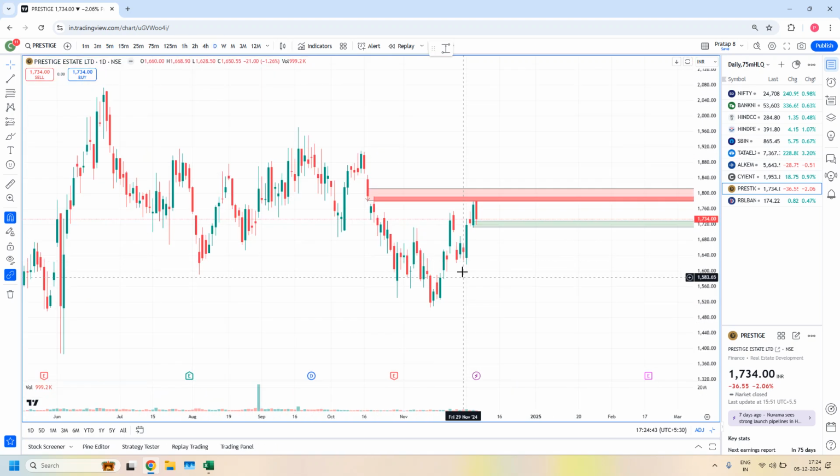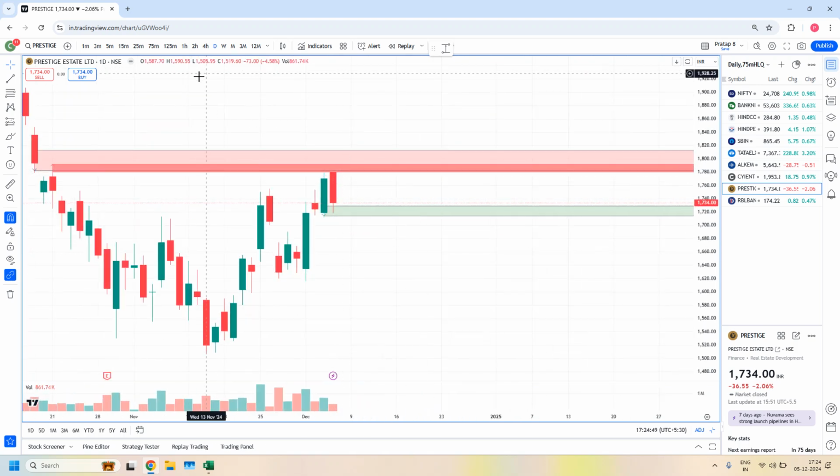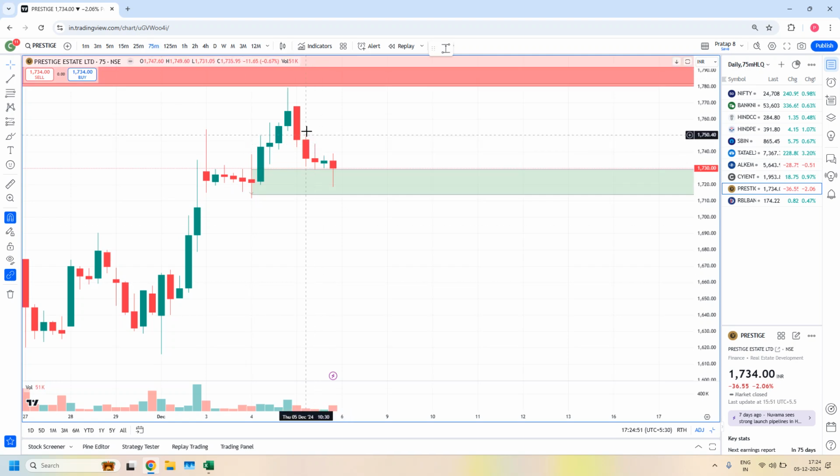Go to the daily time frame. In the daily time frame, this is a pre-market open. That's why it is showing we got a trade here. But if you go to 75 minutes candles, this is a today's 75 minutes candle.